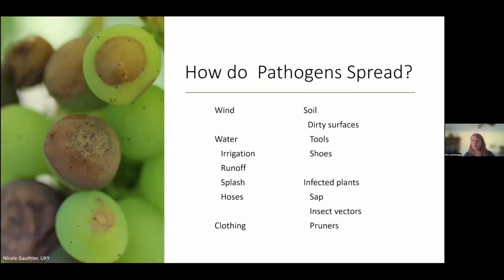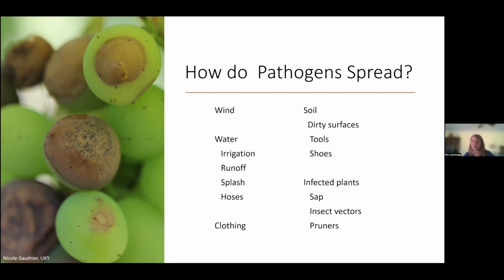How do these pathogens move? Again, because they're so tiny, it's kind of hard to imagine how they're moving around, but they do so in lots of different ways. And because they're microscopic, in many cases, we don't know that they're moving. So they can certainly be blown on the wind. They can be moved in water. So as water moves across surfaces, we can see where those pathogens move with it.